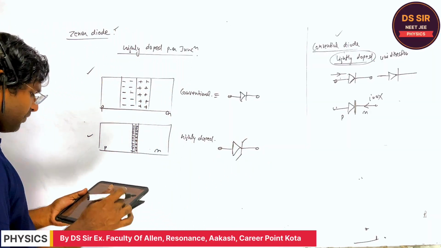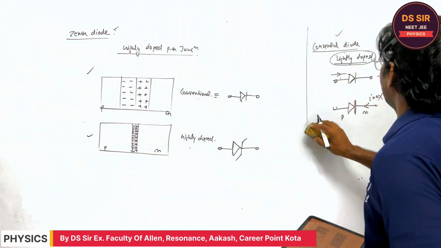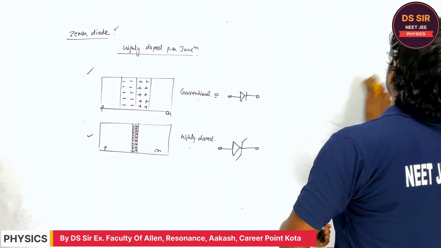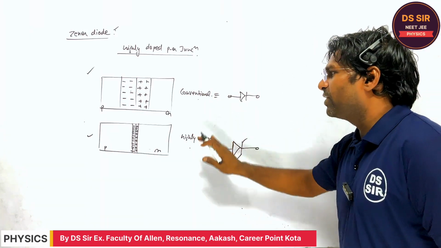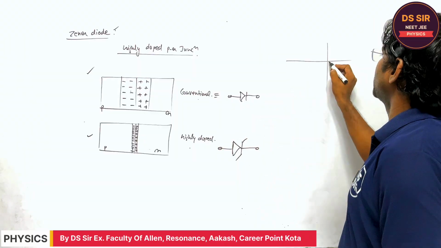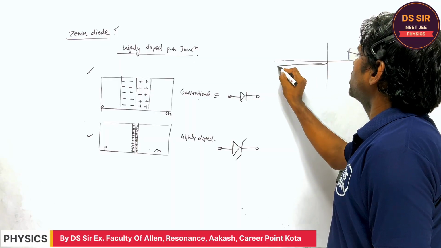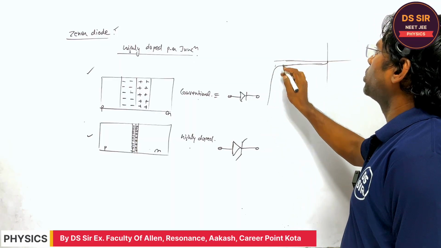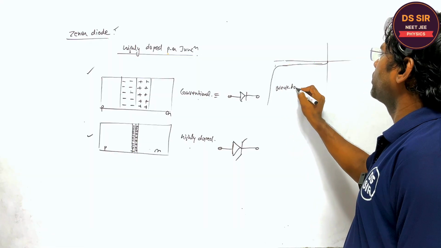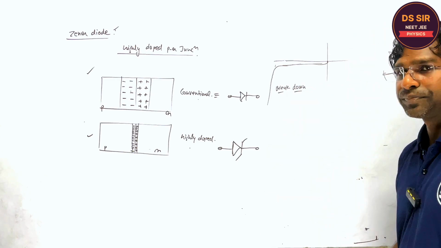What is the difference between this diode and this diode? The difference is of the characteristic. First copy this, whatever you want to do. So what is the basic difference between the conventional diode and the highly doped one? If you make the graph, the reverse bias characteristics, so in the reverse bias characteristics, this is the breakdown of the voltage, right? Are you getting or not?